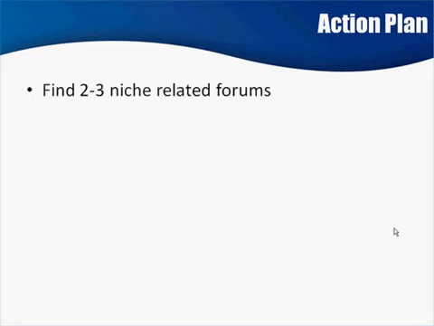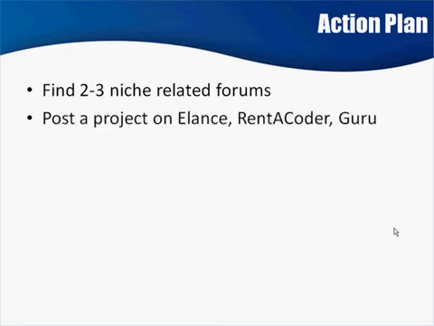Here are the action plan steps. The first thing you're going to do is find 2 to 3 niche-related forums. Don't sign up for them yet. That'll come in a little bit. You're just going to note what the forums are, keep track of it in an Excel spreadsheet. Post a project on Elance. You want to make sure, by the way, that those forums meet all the requirements. You've got 4,000 to 5,000 members. They do allow signatures with a link in there. Got to make sure that it does pass that.